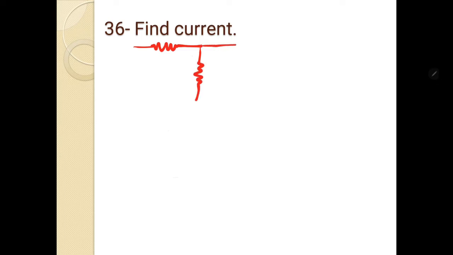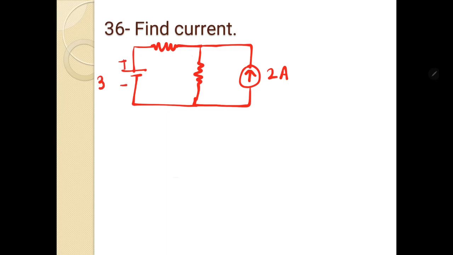Again a resistor branch. Here a current source of 2 ampere, here a voltage source of 3 volt, here 6 ohm resistance and here 9 ohm resistance was connected, and a voltage V. Find the current in this branch.